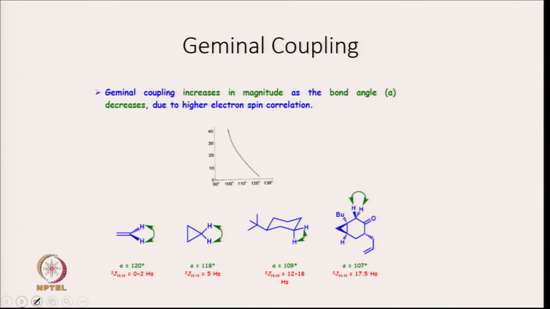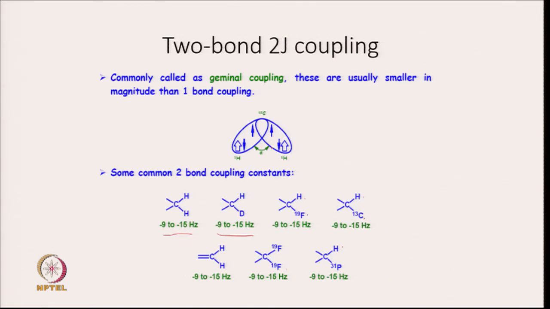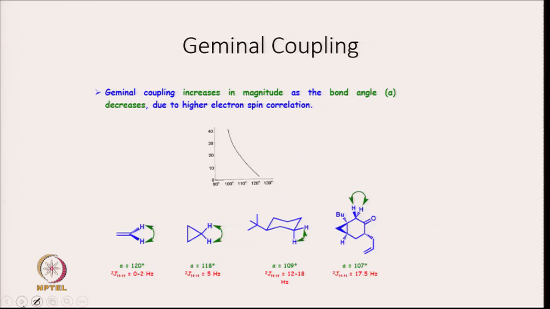Geminal coupling increases in magnitude as the bond angle alpha decreases. So, this alpha value affects the coupling constant value. Geminal coupling increases in magnitude as the bond angle alpha decreases, and due to high electron spin correlation.